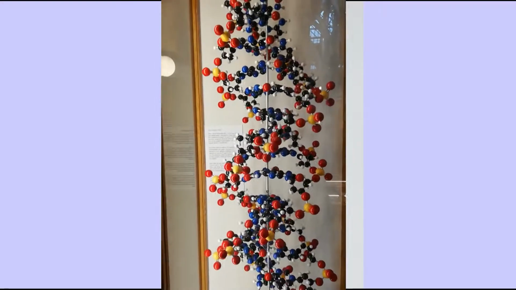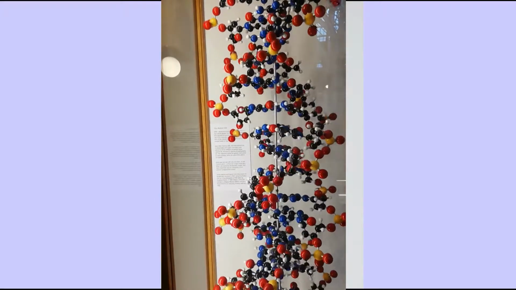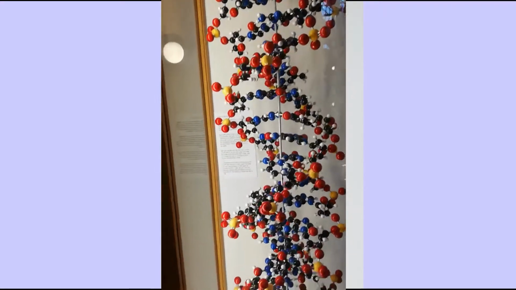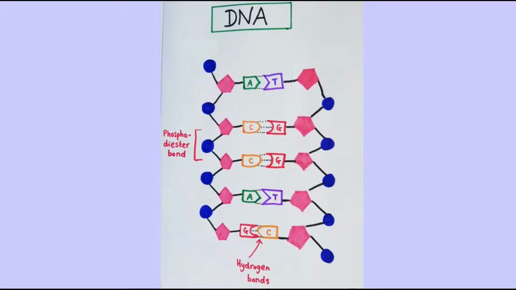DNA has a double helix structure, which is basically a twisted ladder. The sides of the ladder are the sugar phosphate backbones. Each backbone is created when nucleotides join together in a condensation reaction. The bond that's formed between them is called a phosphodiester bond, and it forms between the sugar of one nucleotide and the phosphate group of the next.